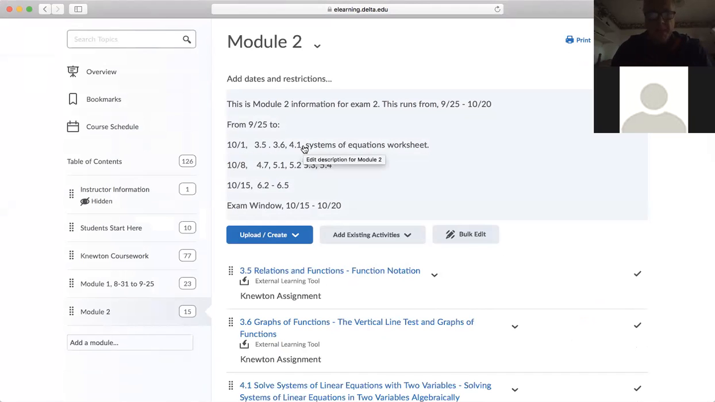And don't worry about the systems of equations worksheet. That was a great idea, but then in practicality, I realized, let's skip it. Okay, awesome. Thank you. Is that it? Yep, that's all I had. Have a good day. We'll see you next time.